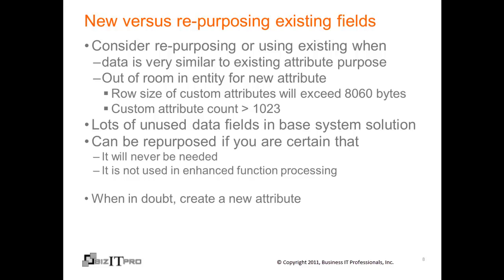Another situation that would cause you to start repurposing existing fields would be that you're out of room in the entity to add any more new attributes. In this case, probably the row size of the custom attributes has exceeded 8060 bytes and you need to add something else. So if you do, you can always repurpose existing entities which will not have an impact upon that size. The other thing, which is much less likely to happen, is that your custom attribute count for the entity is now at 1023 and you need to add one more.